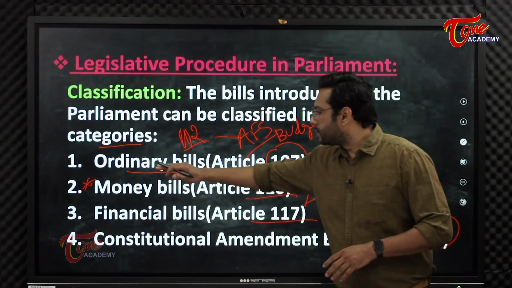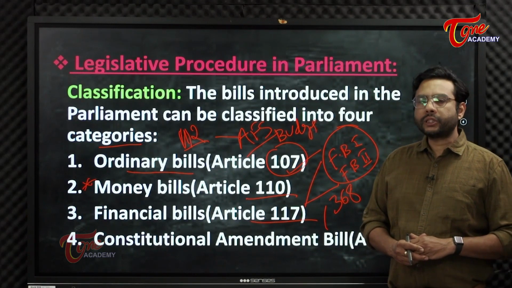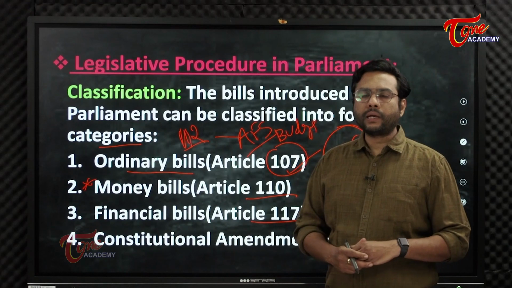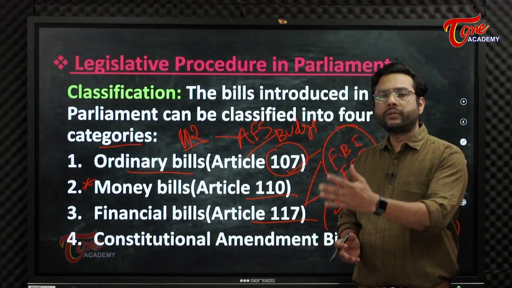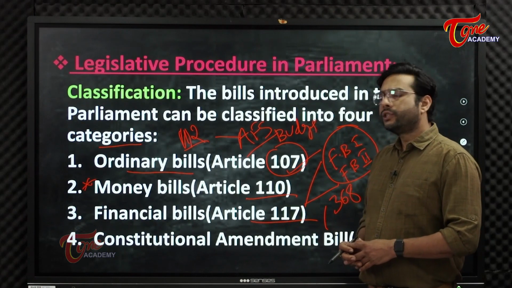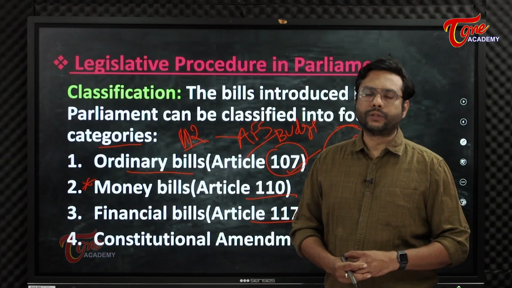What are ordinary bills? Ordinary bills are the bills which can be introduced in either house of the parliament. That is, ordinary bills can be introduced in the Lok Sabha or in the Rajya Sabha, and in general most of the bills of the government are ordinary bills.